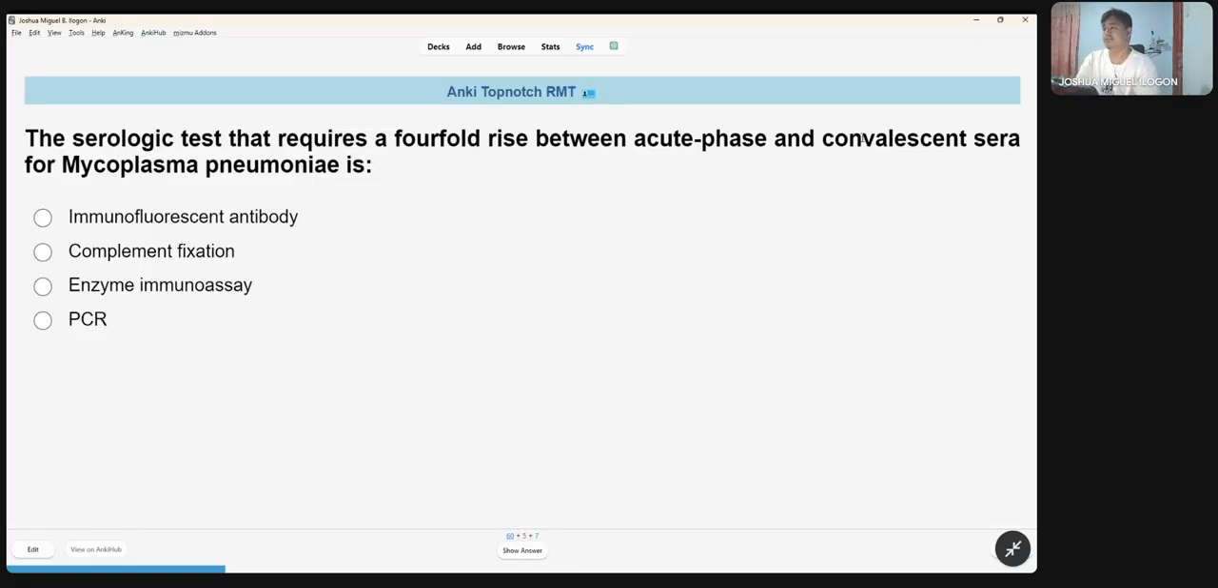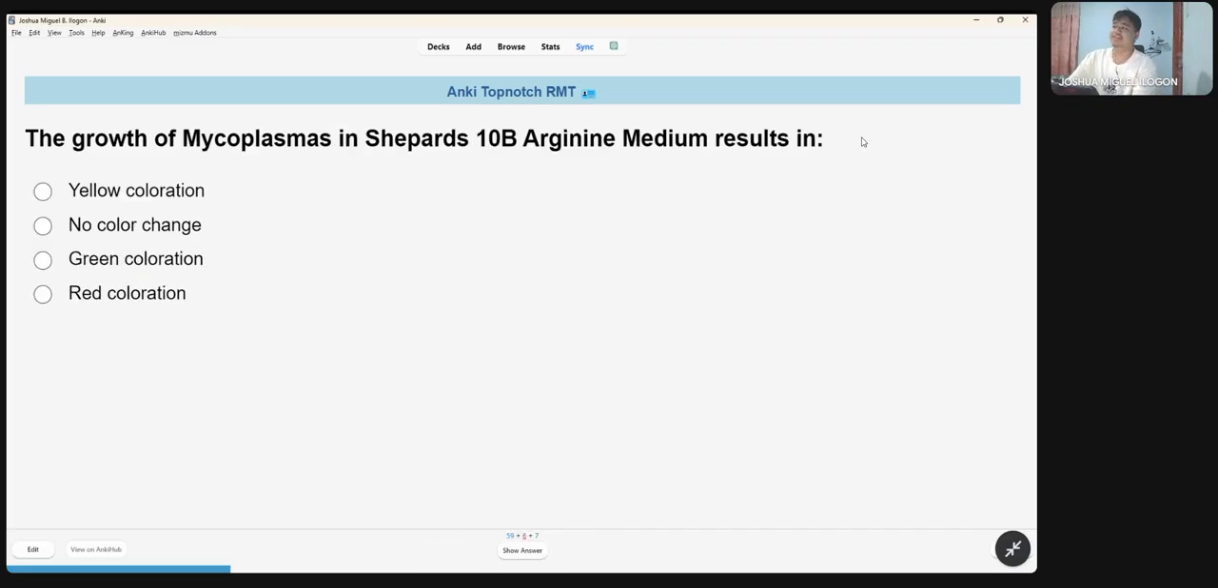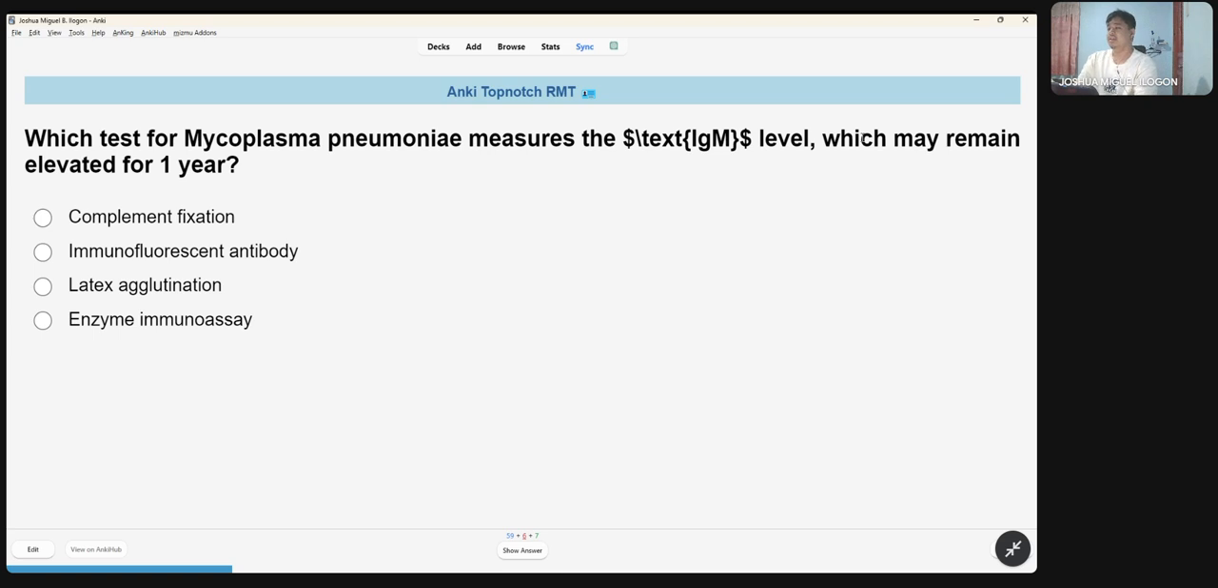Serologic test that requires a fourfold rise: complement fixation or EIA? I'm gonna go with EIA. I knew it. It was complement fixation. So the growth of mycoplasma is red in Shepherd's 10B arginine medium. There has to be a red coloration in mycoplasma. So the IgM level, that's your EIA for Mycoplasma pneumoniae.